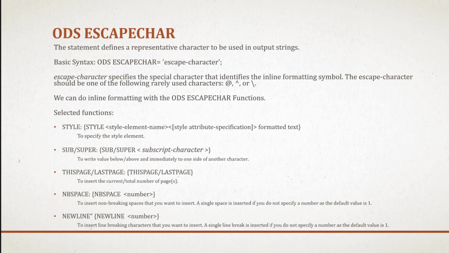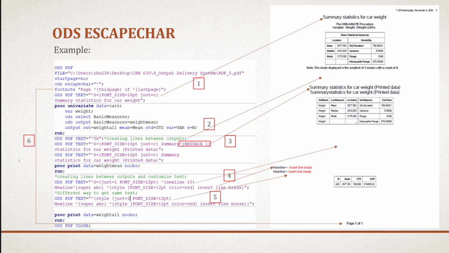We talked briefly about ODS escapechar and creating spaces and formats in the PROC TABULATE lecture. In this lecture, we will learn more usage of it. Other than creating space, it can also help to specify style elements, write superscript text, insert page numbers, and insert lines. Here are some examples of an ODS escape character.